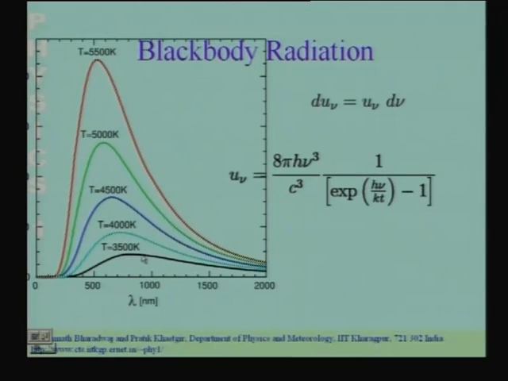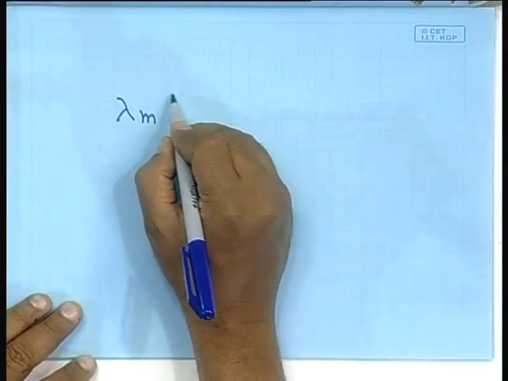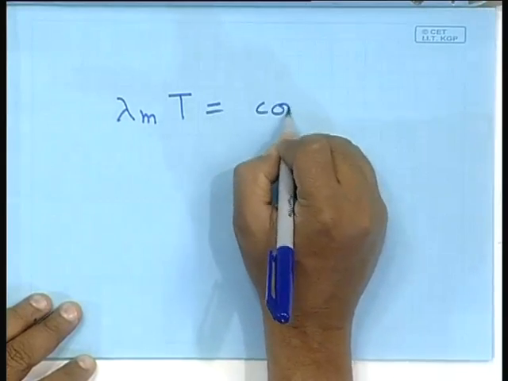The third point is that the energy density increases monotonically. If I keep on increasing the temperature, the curves get higher and higher, and the peaks of the curve also shift to a smaller wavelength as I increase the temperature. And it has been found that the product of the peak wavelength and the temperature of the black body is a constant. This is called the Wien displacement law. So, it has been found that the product of lambda m into the temperature T of the black body is a constant.